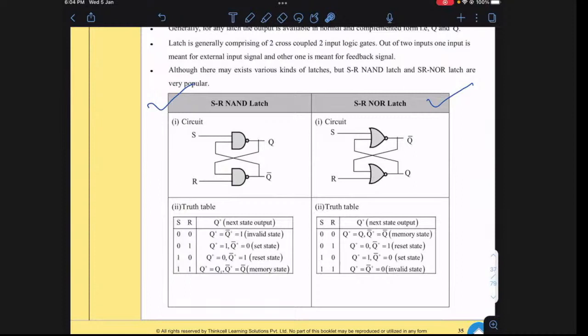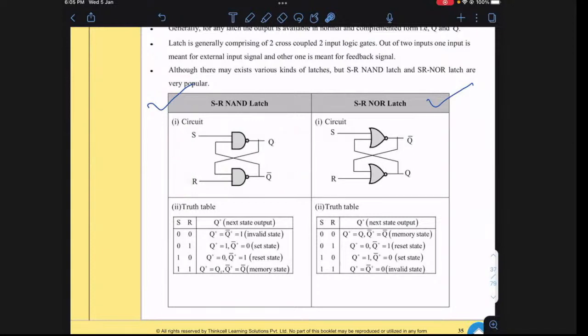So in case of the SR NAND latch, when the input is 0, 0, the corresponding output is 1, 1, which is invalid. But if the input is 1, 1, the corresponding output is the previous state, so we say it is in memory state. And if the input is 0, 1: if this is 0, this is 1, and this will be its complement, 0. If I give 1, 0: if this is 0, this is 1; if this is 1, this will be its complement, 0.